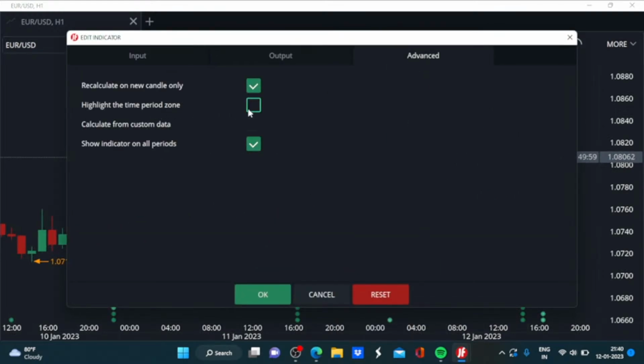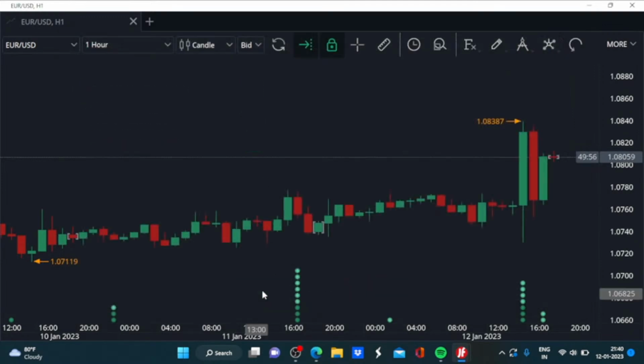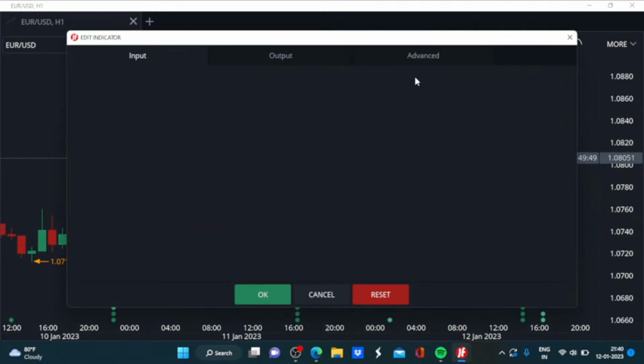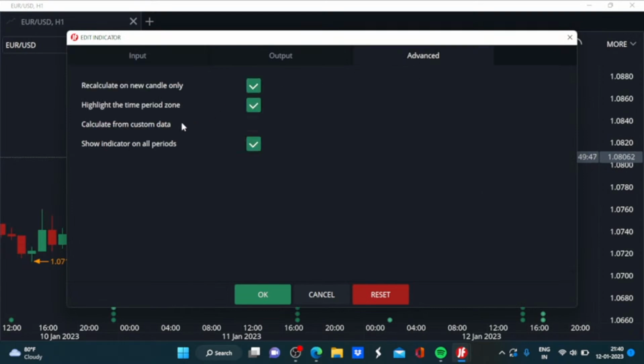Same applies with the highlight time period zone, only two candles are used. So if you opt for this, these two candles are being highlighted, but it is not that visible because of the black theme applied on my platform. Calculate from custom data, as I said, there is nothing to be customized in terms of the input or calculation, so this option has been disabled.